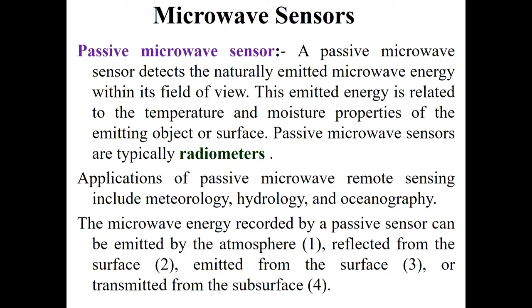There are several applications of the passive microwave sensor in meteorology, hydrology, and oceanography. So, the microwave energy recorded by a passive sensor can be emitted by the atmosphere, reflected from the surface, emitted from the surface, or transmitted from the subsurface. So, with the help of the passive microwave data set, a variety of thematic applications could be done.